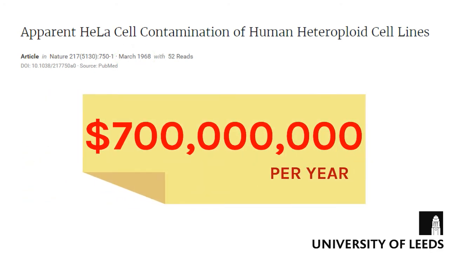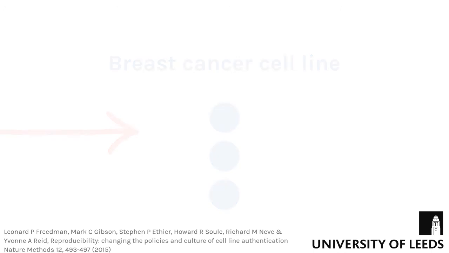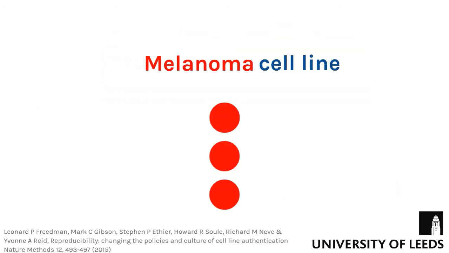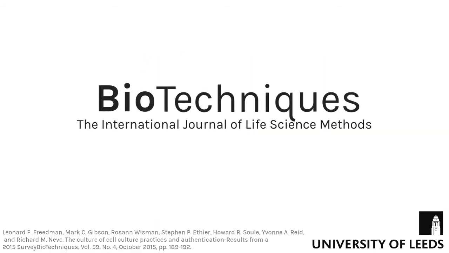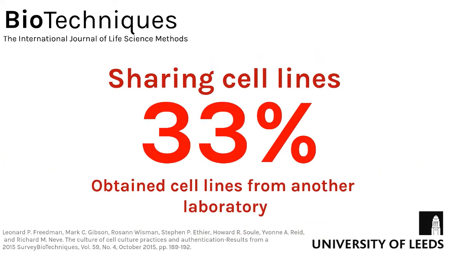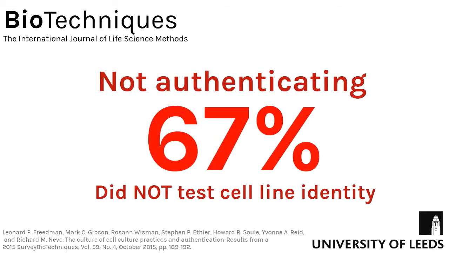This equates to over $700 million in research that could be at risk. An example of misidentification was the incorrect characterization of a breast cancer cell line, which was used in over 1,000 publications. These were invalidated when it was later found to have an identical profile to a melanoma cell line, decreasing the validity of results found using either cell line. Results from a recent survey looking into the main causes found that 30% did not receive authentication training. 33% were found to share cell lines between labs. 67% did not verify their cell lines.